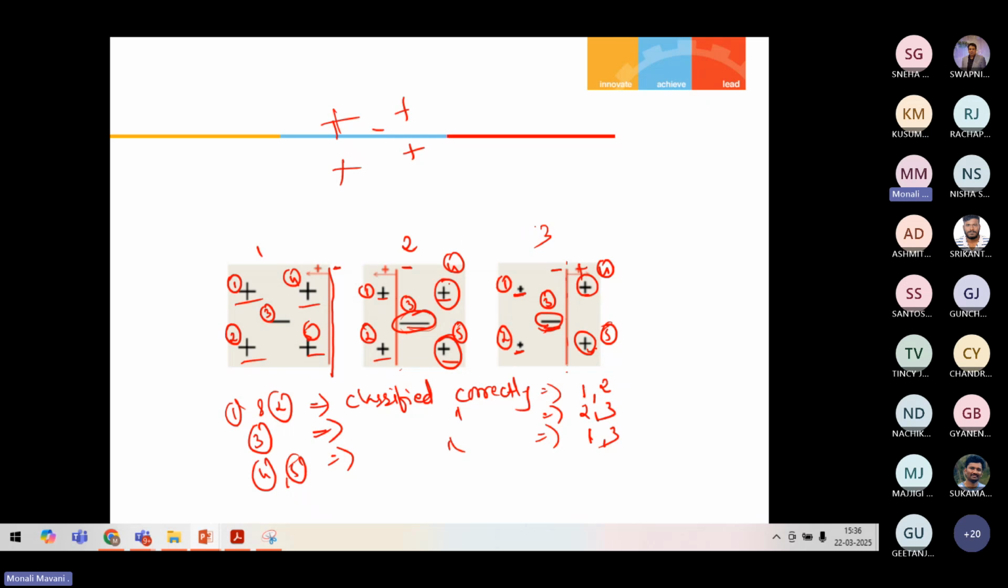So the final classification is combining the results of these 3. When we combine these 3, all the points will be classified correctly. That's why we will end it at the third iteration.